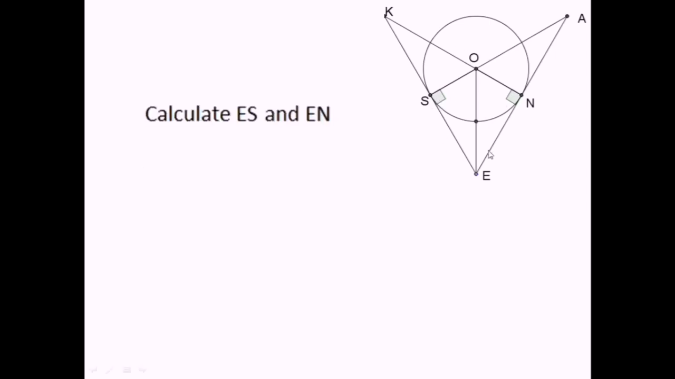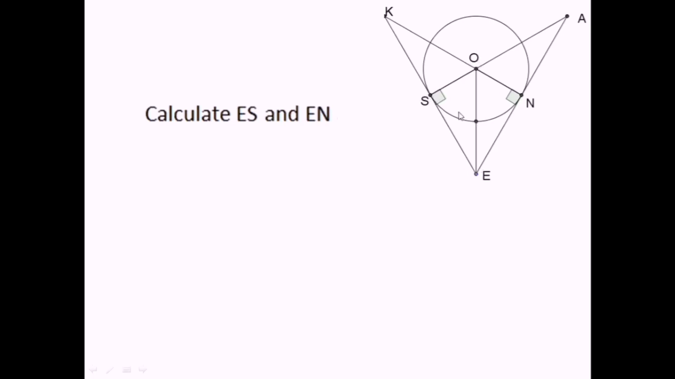Here we want to calculate ES and EN. In fact, ES or SE is a side in triangle SOE, which is proved to be a semi-equilateral one, and it is a side facing 60. So, in a semi-equilateral triangle, the side facing 60 is equal to hypotenuse radical 3 over 2, and we are given the hypotenuse OE to be 4. So we can calculate SE.